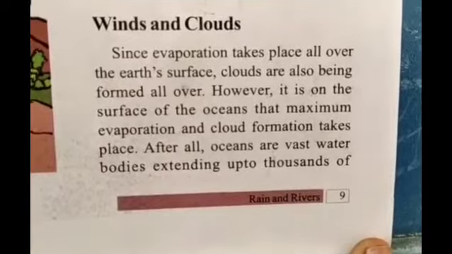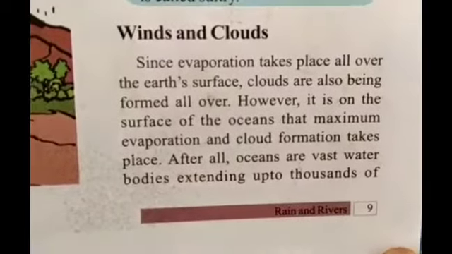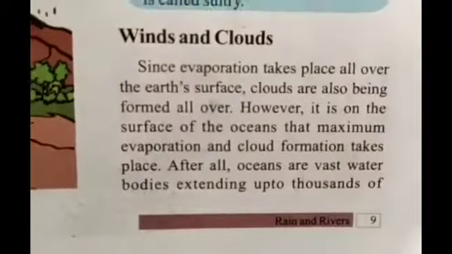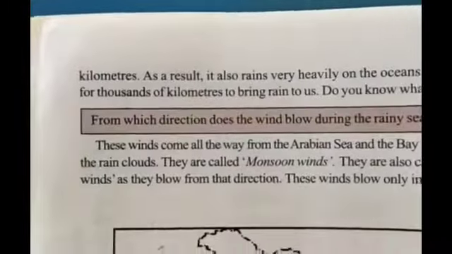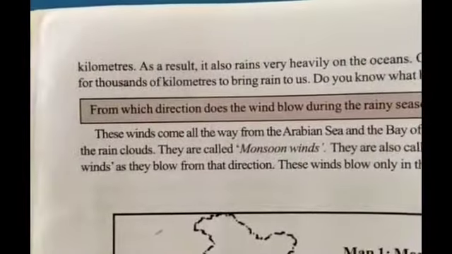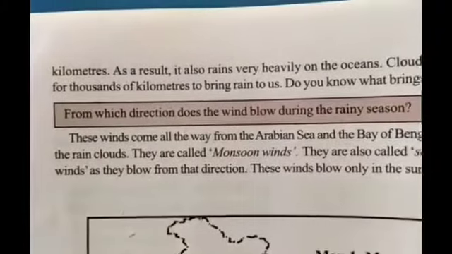After all, the oceans are vast water bodies extending up to thousands of kilometers. As a result, it also rains very heavily on the oceans. Clouds also travel inland for thousands of kilometers to bring rain to us.